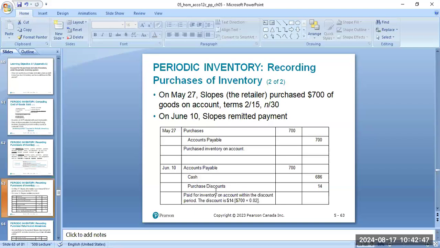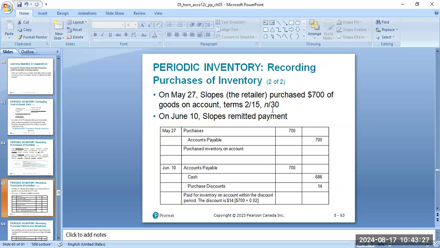Next, let's pretend that the client has the same terms: 2% discount if the payment is made within 15 days, and no discount if the payment is made after the 15 days, but it has to be made within the 30 days. So in that case, we're still going to close the accounts payable for the entire amount, $700. We're going to send the check for $686.